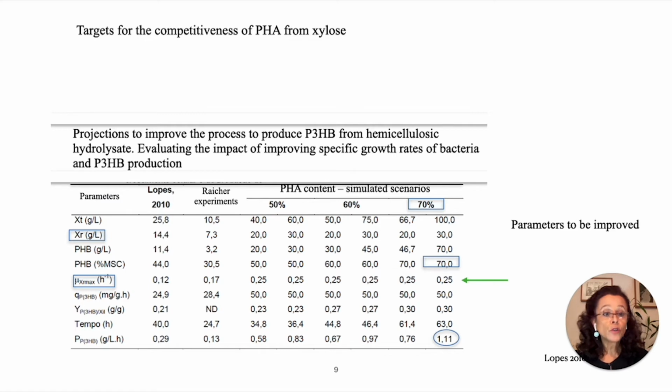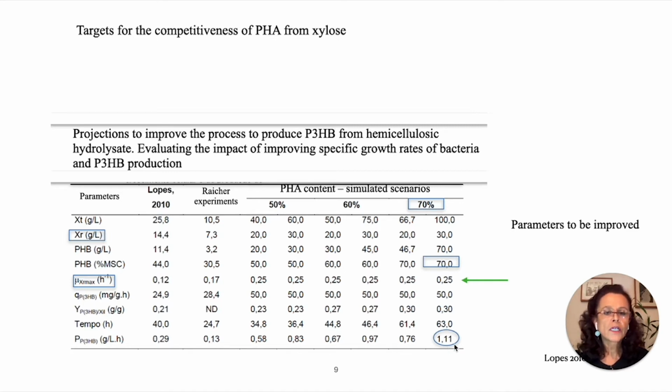And to improve the ability of our bacteria, we have developed economic analysis, and we have concluded some parameters based on actual results from experiments developed by Lopes and Schreiner. We have as a conclusion that we have to improve the maximum specific growth rate of the bacteria, and we have to reach 70% of cell dry biomass as PHA, and we also have to have productivity of this order.